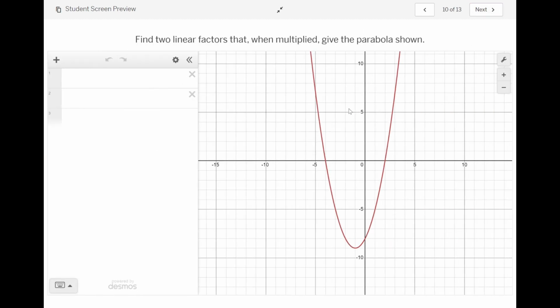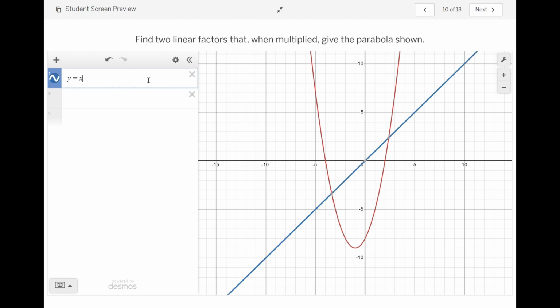So let's try to figure out if we can find two linear factors that when multiplied are going to give us the parabola here. So we said we want the x-intercepts to be the same. That means I need a line that goes through here, at the point -4, 0. And I want a line that goes through this point 2, 0. So let's focus on -4, 0.